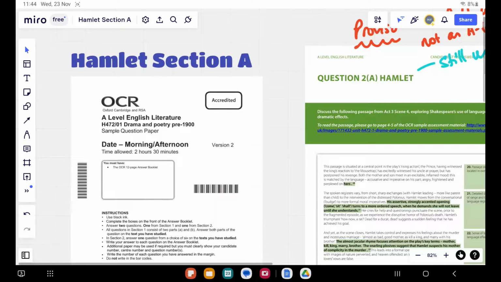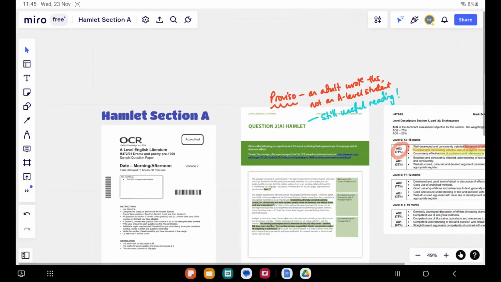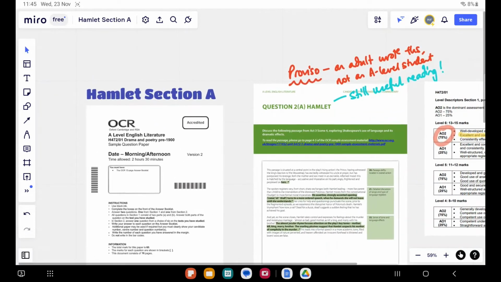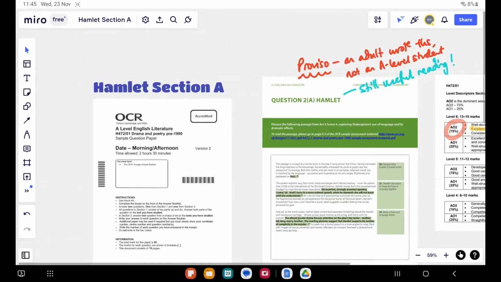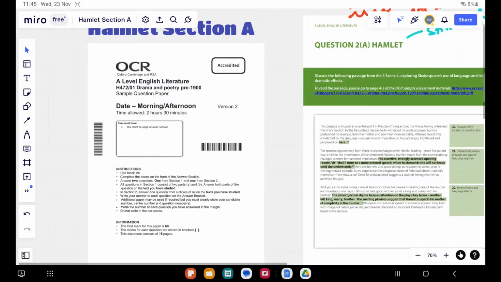So the first thing I'm going to point you to is these resources, and I'll link them in the description below. These are called sample question paper and sample responses. The big proviso here, as always, is that an adult has written this, not an A-level student, but it's still really useful reading.